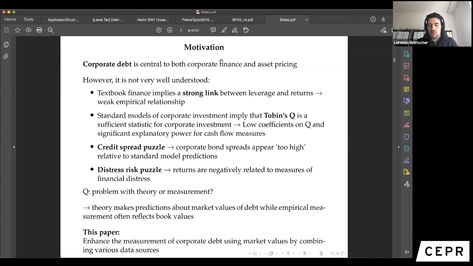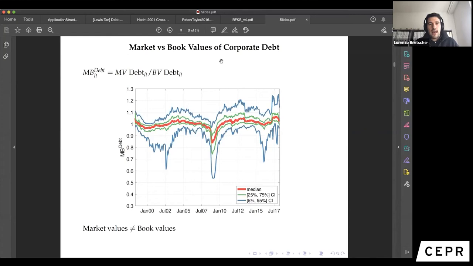So let me fast forward a bit and show you the data in three pictures, okay? So what I plot here is the firm level ratio between the market value of debt and the book value of debt. And I plot the cross-sectional dispersion across time. Our sample runs from 1998 all the way to 2018. And I plot in red the median of this ratio, which if it's close to one, then measurement shouldn't be an issue. However, if it's far away from one, then that is indicative of market values being very different from book values, right? So the median is in red, and then I have two sets of confidence bands.